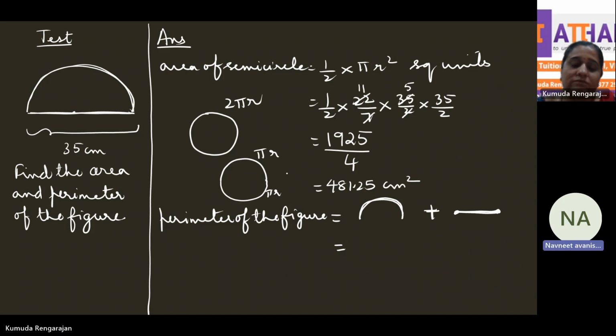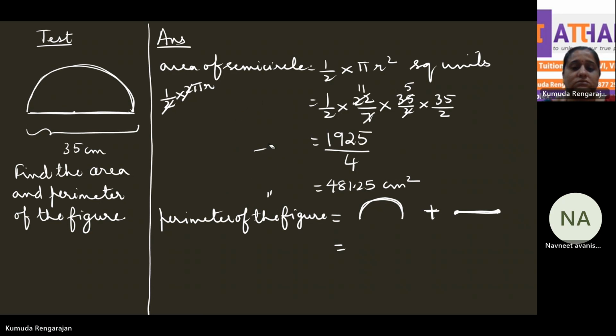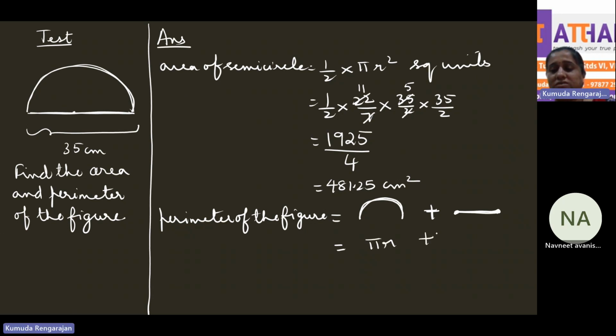That is half of 2 pi r. The length of the full circle is 2 pi r. Half into 2 pi r, what will you get? Pi r. So the length of the semicircle, only this ring, is pi r, plus what is this one? This is the diameter, right?